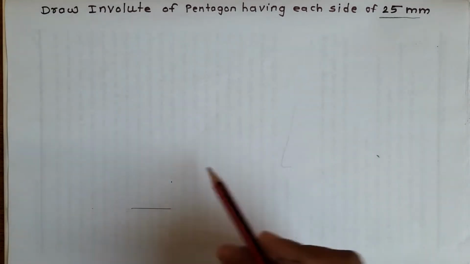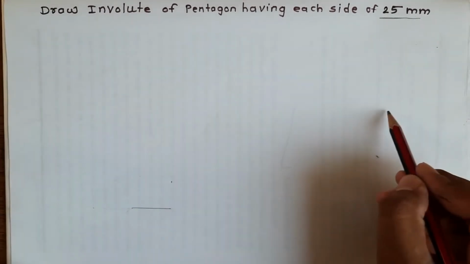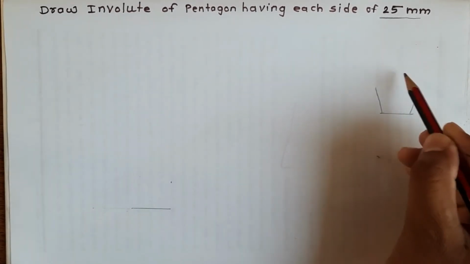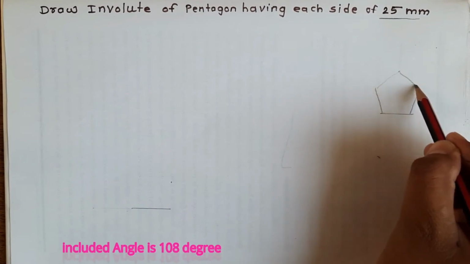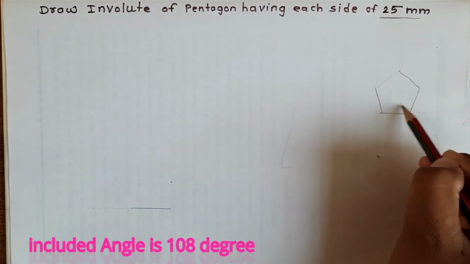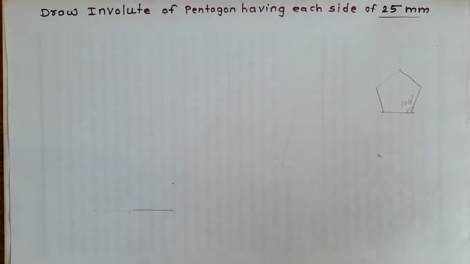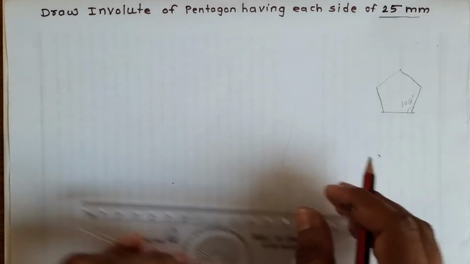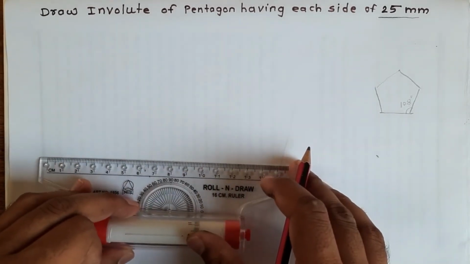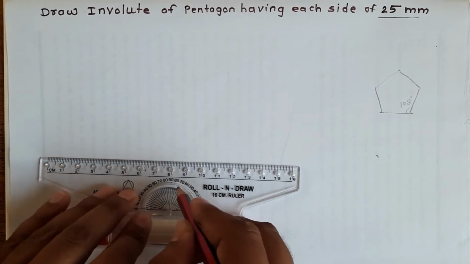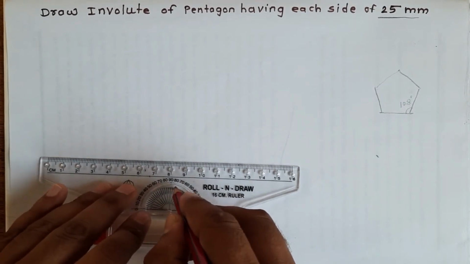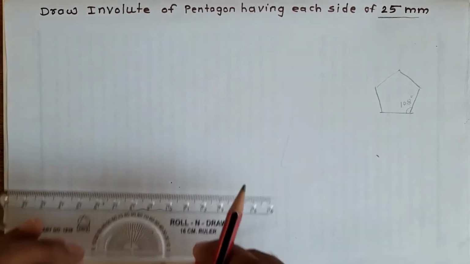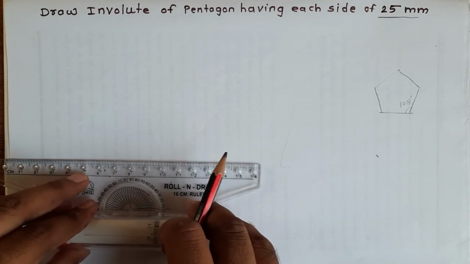Then the angle in between, if we see the pentagon, it will look like this. Two sides will be this. The angle in between each side will be 108 degrees. So as per procedure, I will start to draw. I have drawn this side. Now I will draw the included angle between the two sides, that is 108 degrees. Okay, next I will draw a left hand side angle.